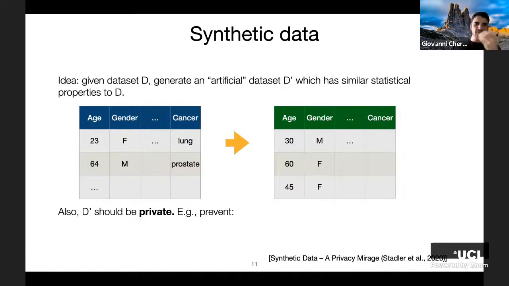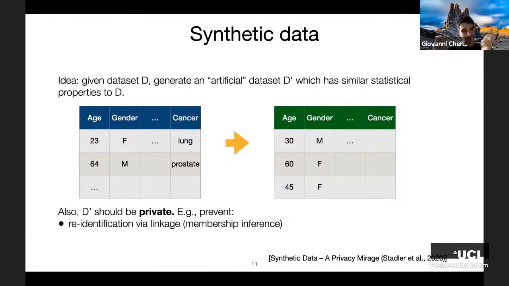So these data sets, these synthetic data, should prevent the following two attacks. In the first attack, which is a re-identification via linkage, we give the attacker some auxiliary record, and their goal is to determine whether this record was present in the original data or not. And this, of course, just by using the synthetic data.